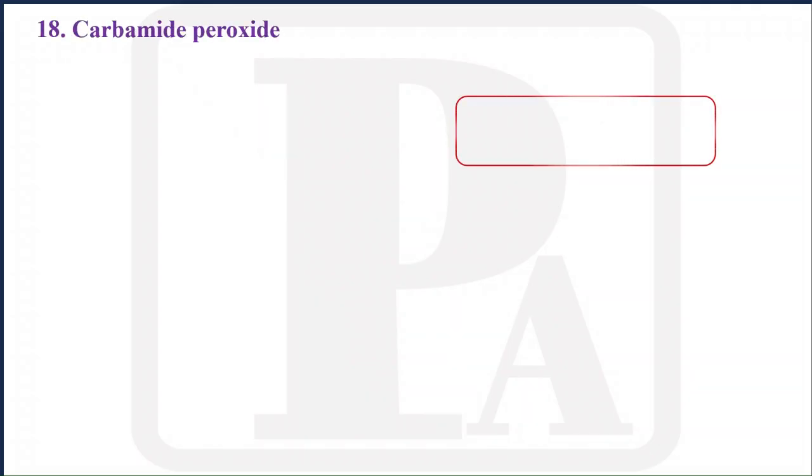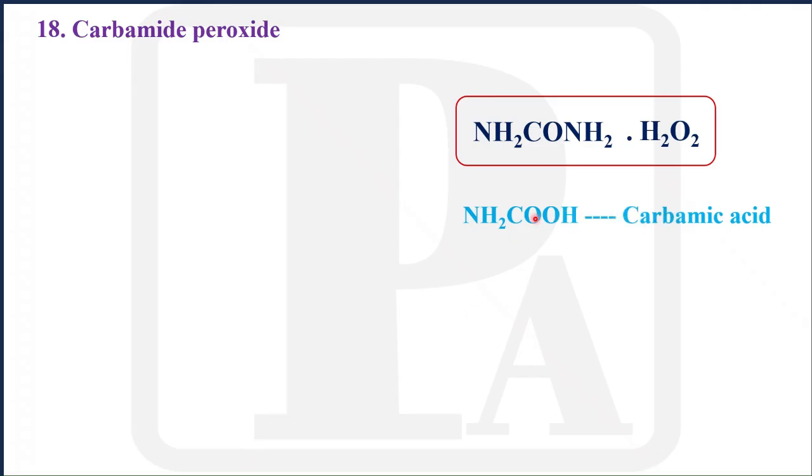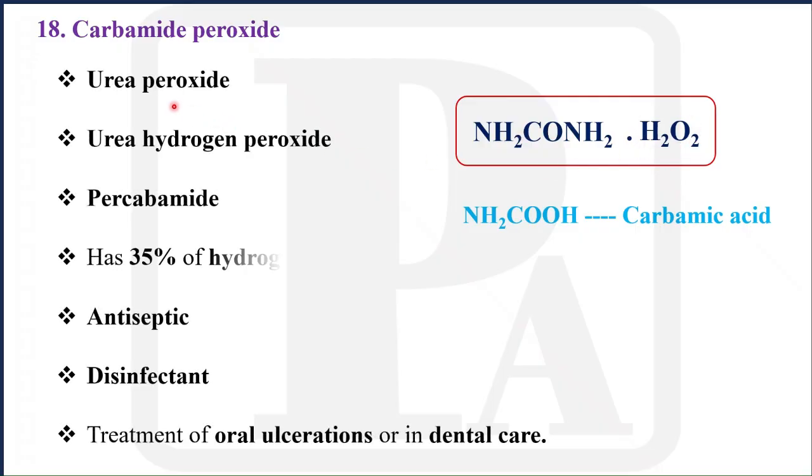And next one is carbamide peroxide. This is the structure, NH2CO NH2 H2O2. This is carbamide peroxide. Why? Because carbamic acid is NH2COOH. If the acid group is replaced by means of amide, that is called carbamide. NH2COOH is carbamic acid, NH2CO NH2 is carbamide with peroxide H2O2. It is otherwise called urea peroxide or urea hydrogen peroxide or percarbamide. It is having 35% of hydrogen peroxide, used as an antiseptic or disinfectant, and also used in the treatment of oral ulceration and also in dental care.